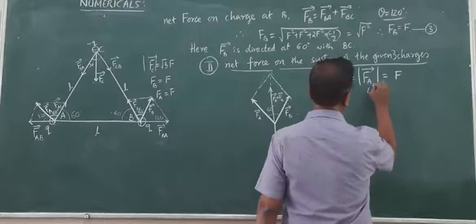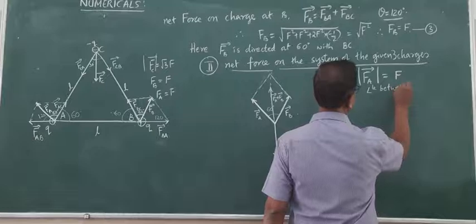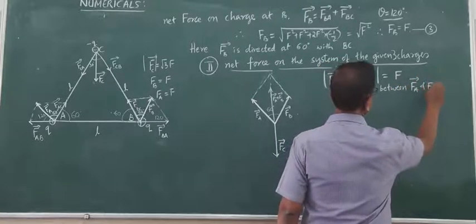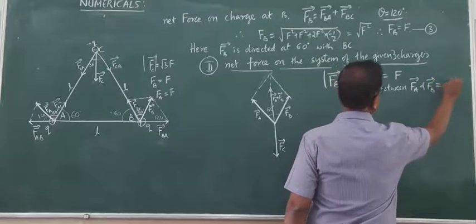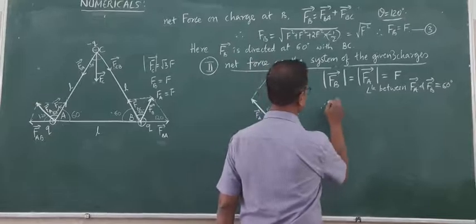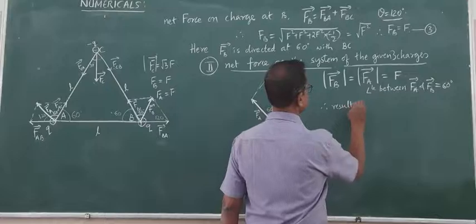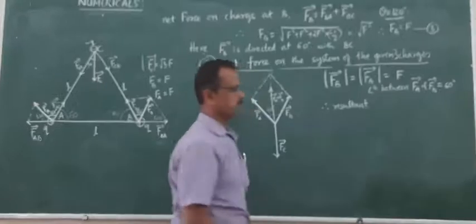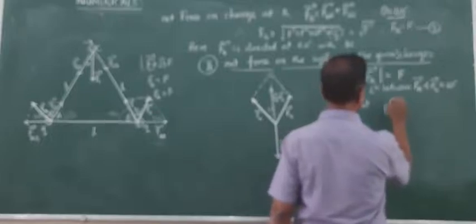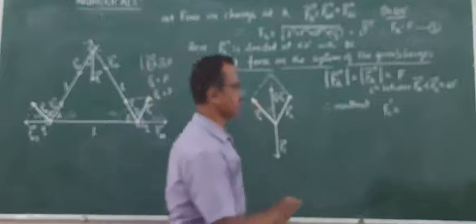Here, the angle between vector FA and vector FB is 60 degrees. Therefore, the resultant, I will call this resultant as FC dash.